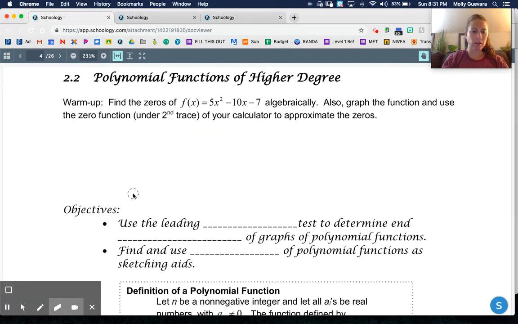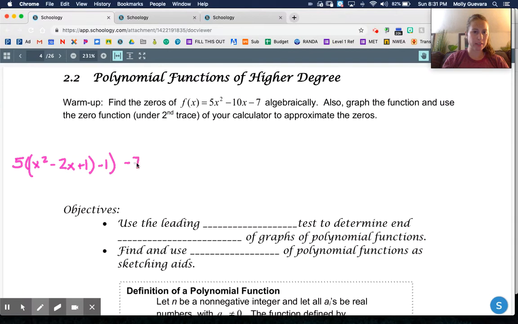Oh, boo! Just accidentally got rid of all of it. It's okay. Here's where we were. 5 times parentheses, x squared minus 2x plus 1. Subtract 1. And then I still have the minus 7 equals 0 chilling. Okay. Now, x squared minus 2x plus 1 is factorable, so that factors into x minus 1 squared. Then I still have this negative 1 chilling, and I still have my minus 7 equals 0.